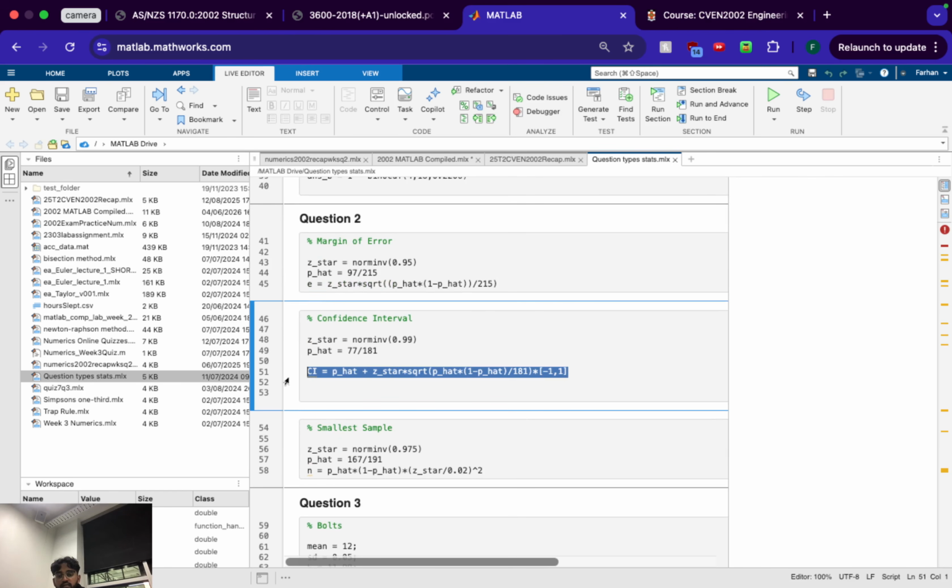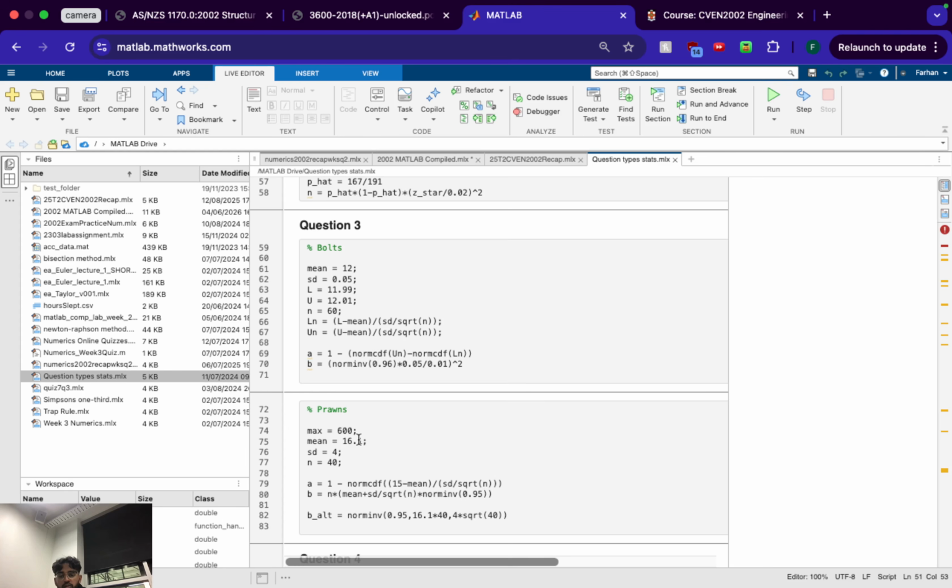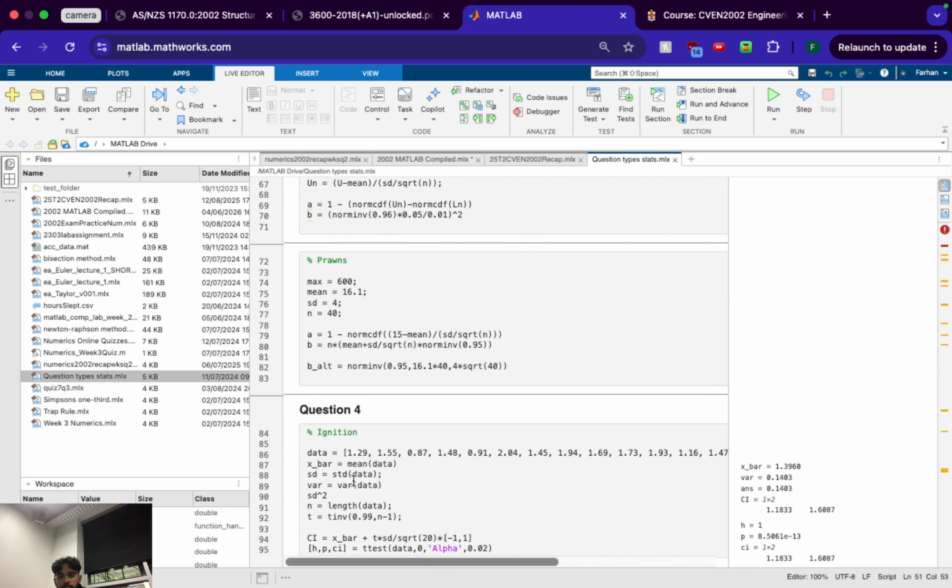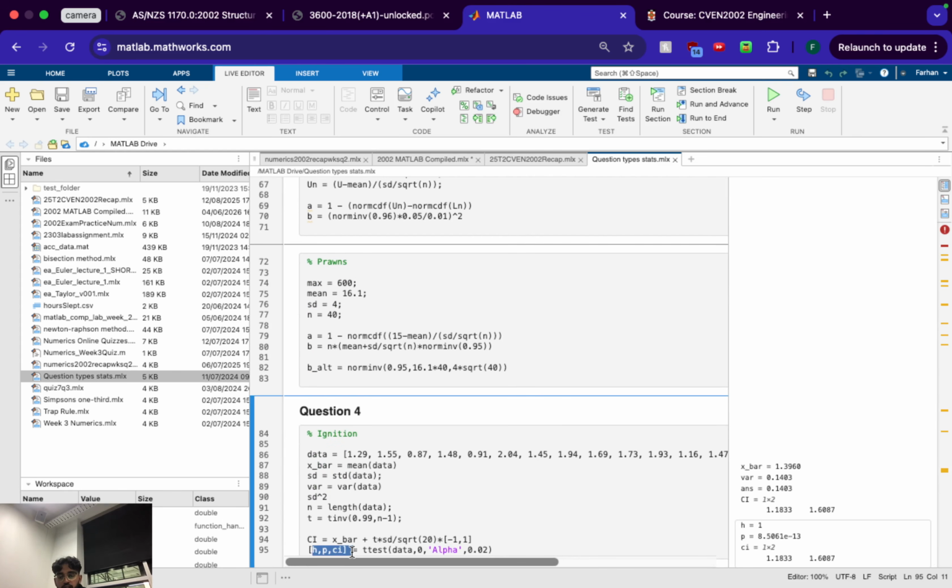So this is a confidence interval question that I did. I did it the long way. I actually manually calculated it. There's a code that actually does it for you, which I think is called ttest. So you actually learn it later on.